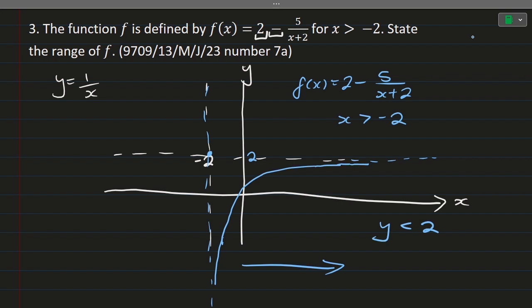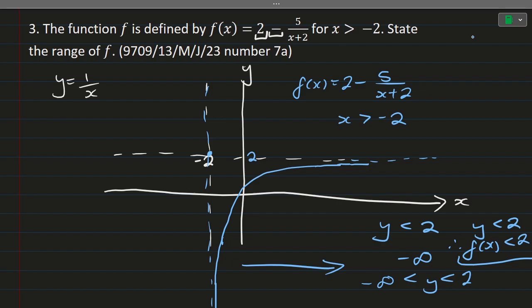And here as they go down, again, the line x equals negative 2 is an asymptote. You can tell that our values will continue to decrease until they get to negative infinity. That means that our range is between negative infinity and 2. So instead of writing negative infinity, we can just write it as y is less than 2, and we can write that as f of x is less than 2, and that would be the final answer.